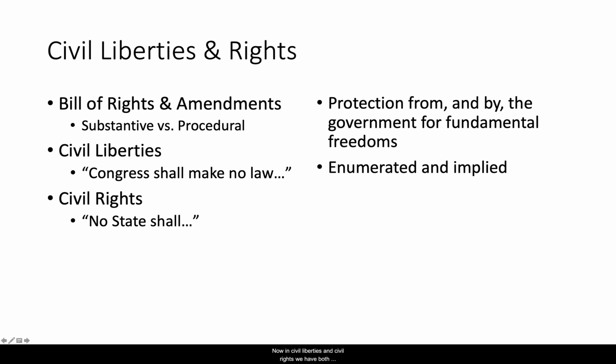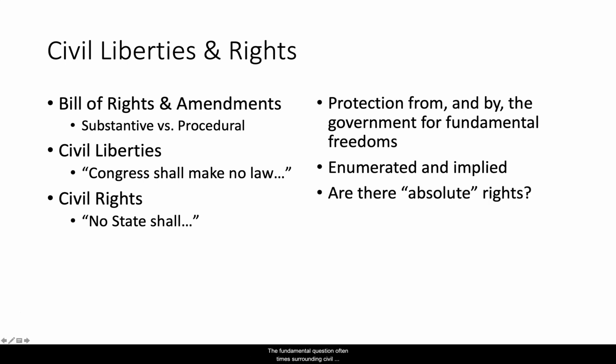Now, in civil liberties and civil rights, we have both enumerated rights and liberties, those that are written down, the first 8 amendments to the Constitution, part of the Bill of Rights. But then we also have implied rights. Just as we talked about with the Constitution, with enumerated powers and implied powers, there are also enumerated rights and implied rights. And we'll talk more about that in just a minute.